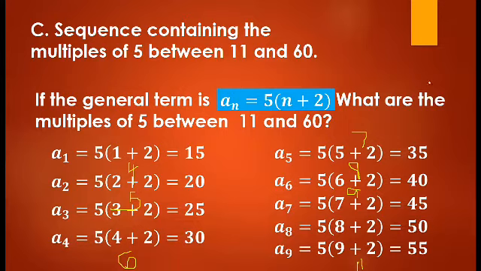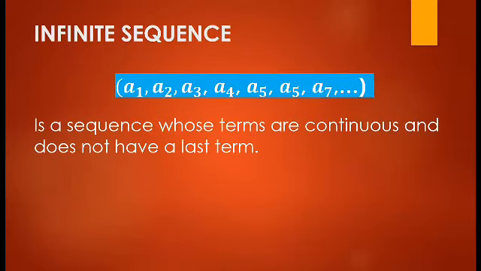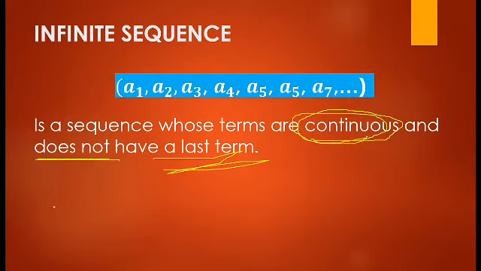Okay, so this sequence is called a finite sequence. Kasi po, nabibilang natin, or we have discrete numbers. Hindi siya katulad ng infinite na walang hangganan, na walang katapusan. Okay, so let's define infinite sequence. It is a sequence whose terms are continuous and does not have a last term. Ibig sabihin tuloy-tuloy. Walang last term. Hindi natin matutukoy kasi nga tuloy-tuloy yung infinite sequence.